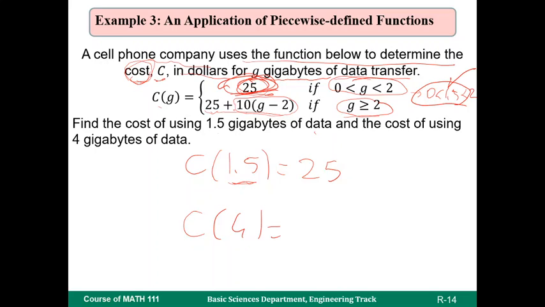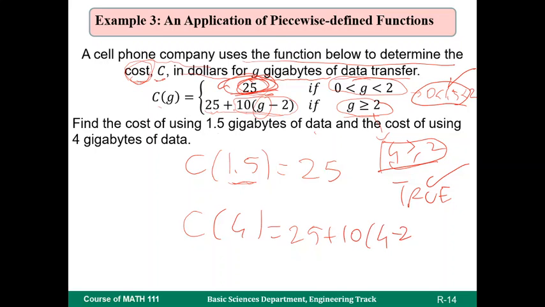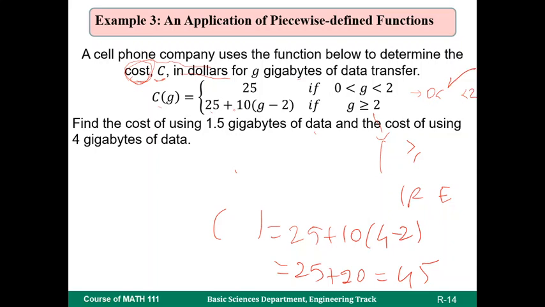Now look at C of 4. So 4 is bigger than or equal to 2. So bigger than 2. It's okay. So this statement is true. And then you put 4 here. So you get 25 plus 10 times 4 minus 2. Which gives us 25 plus 10 times 2, which makes 20. So it makes 45 real. And let's see how the solution is given in the slide.